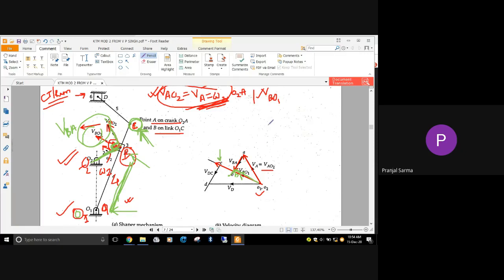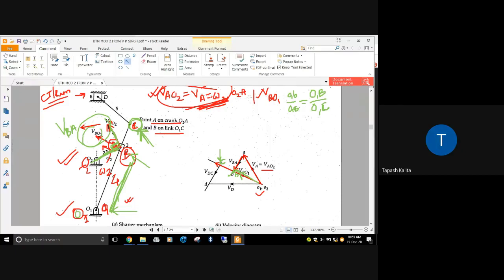And how are we going to do so? The ratio of the length O1B from the velocity diagram divided by O1C should be the same as this capital O1B to capital O1C. In the same ratio, it should be divided. That way, we'll be able to locate the point C. Understood? Let me know.